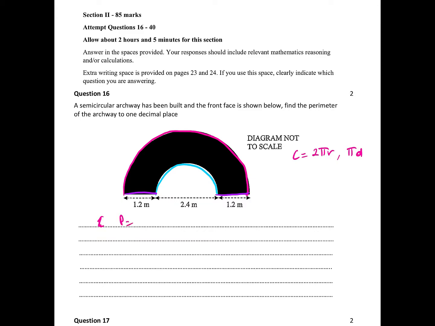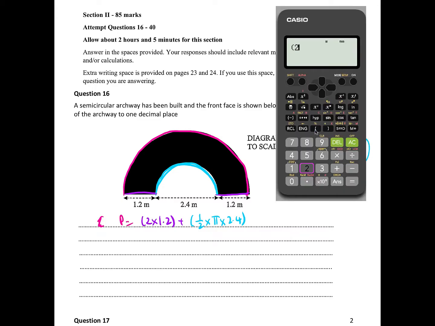So I've got the perimeter is equal to, I'll color coordinate this, 2 times 1.2 plus half times pi times 2.4. Okay, so for the blue part here, my diameter is 2.4, so I'm using this formula here, pi d, and half of that, plus half, again the half is for the semicircle, times pi times, and the diameter for this one is going all the way across, so 1.2 plus 1.2 plus 2.4, which is 4.8. Plug that all onto your calculator and to the nearest one decimal place, you get 13.7 meters.